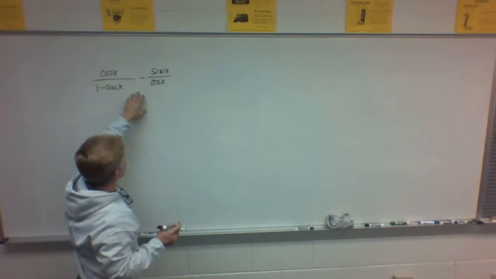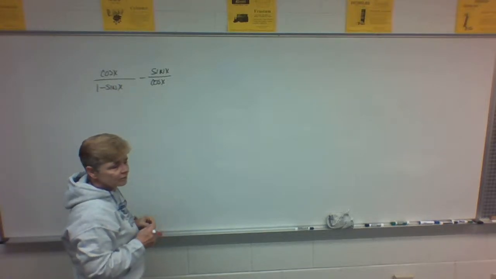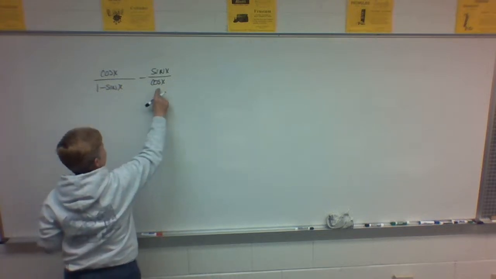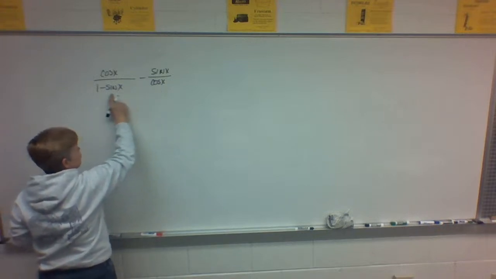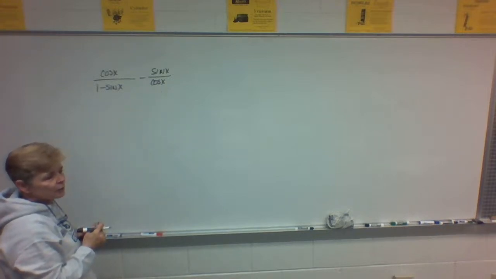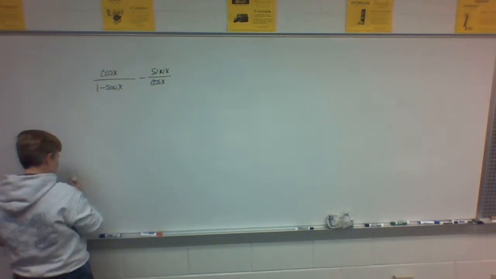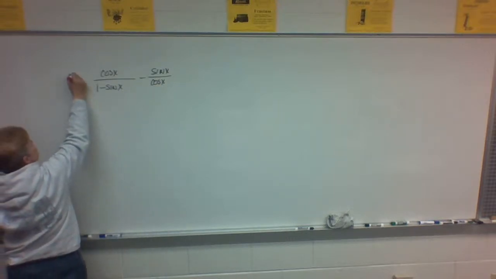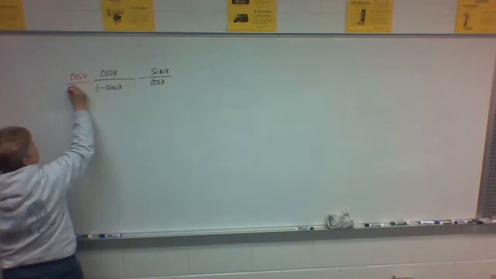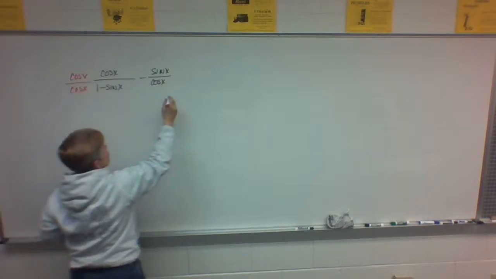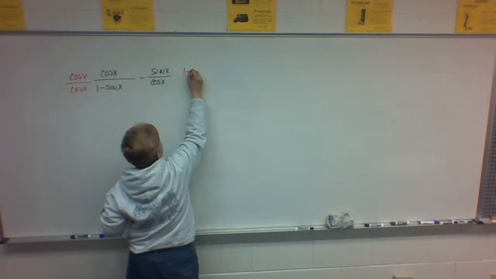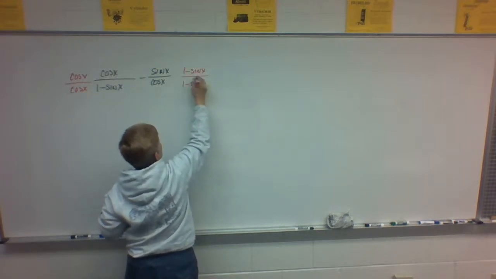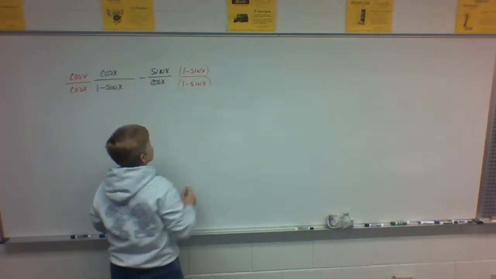So the objective here is to find a common denominator and subtract. And the common denominator is cosine x and 1 minus sine x. They don't share a thing in common, so it takes both of them to make the common denominator. Which means that I'm going to need to multiply this one by cosine over cosine, and this one by 1 minus sine over 1 minus sine. And since there's two terms in here, it would be wise of you to put parentheses around those because we're going to have some distributing to do.